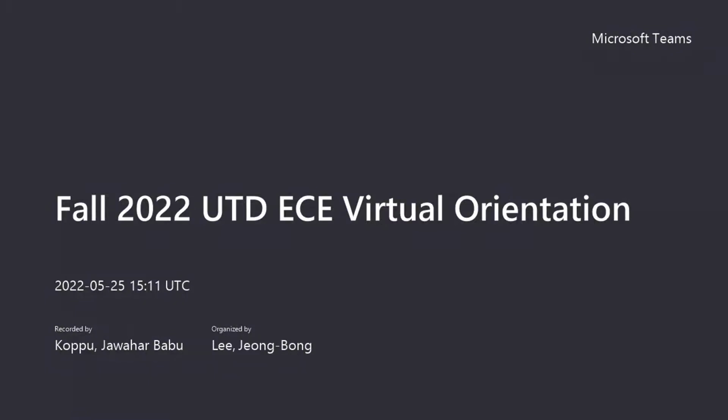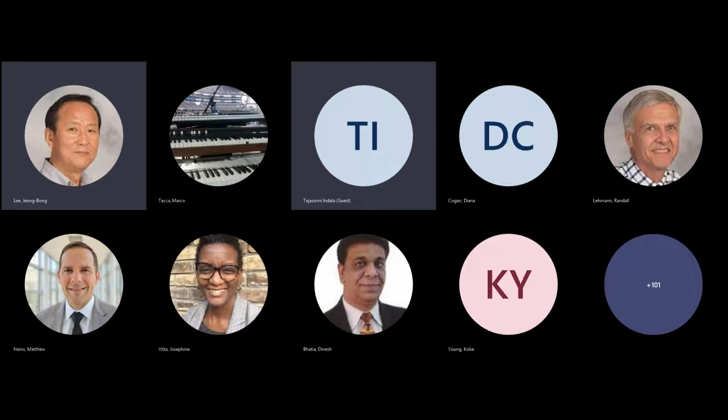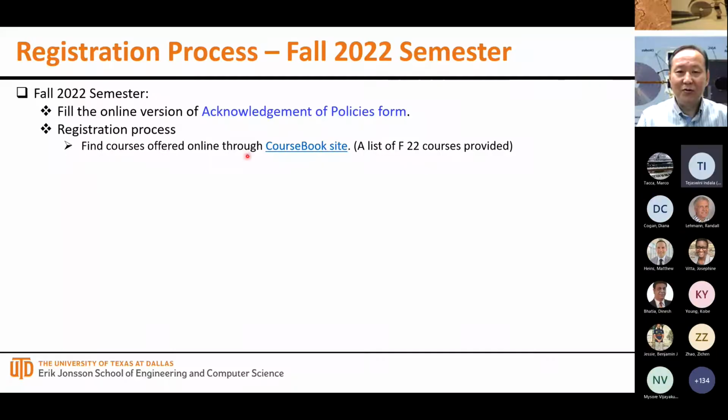We can move on to registration. You can find the courses online through the Coursebook website. I already sent you the list of fall 2022 courses for all courses in EE, CE, and TE. In this orientation package, you can find that, and you can fill out this registration add, drop, withdrawal form.